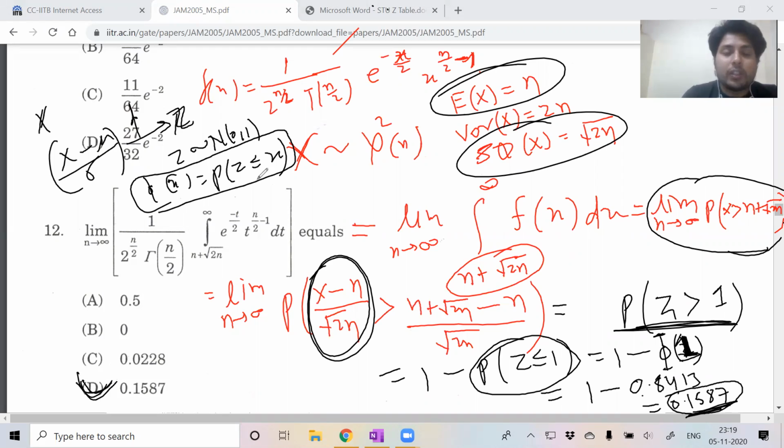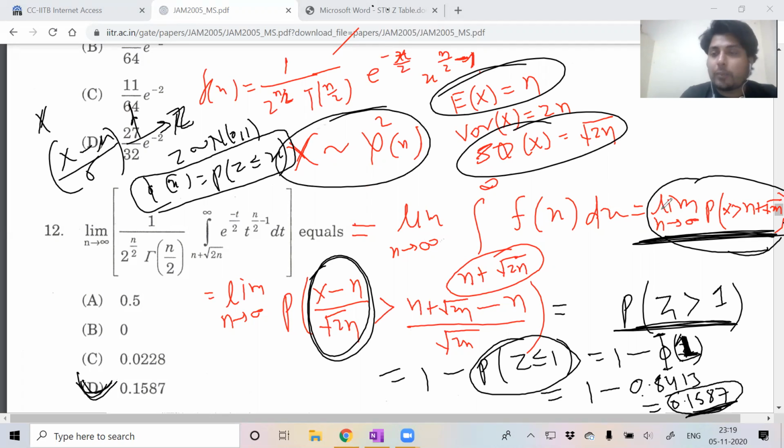So for this question, we were given the integral of the PDF of chi-square n. It was nothing but this: probability x more than n plus root 2n, and x has distribution chi-square n. Then we subtracted the mean on both sides and divided by the standard deviation. So we applied the central limit theorem, so this random variable will be a standard normal, and then from the standard normal table we got the value. Then we have our answer 0.1587. So the option D is correct. Thank you so much.